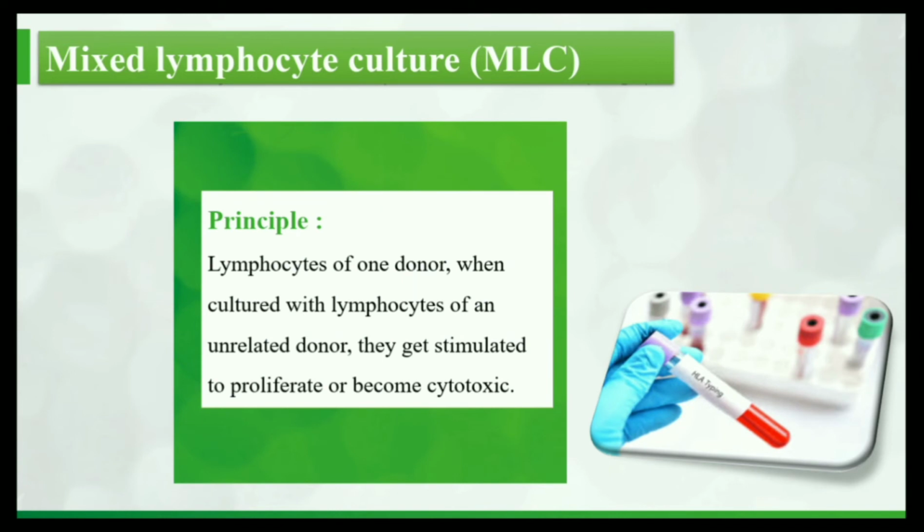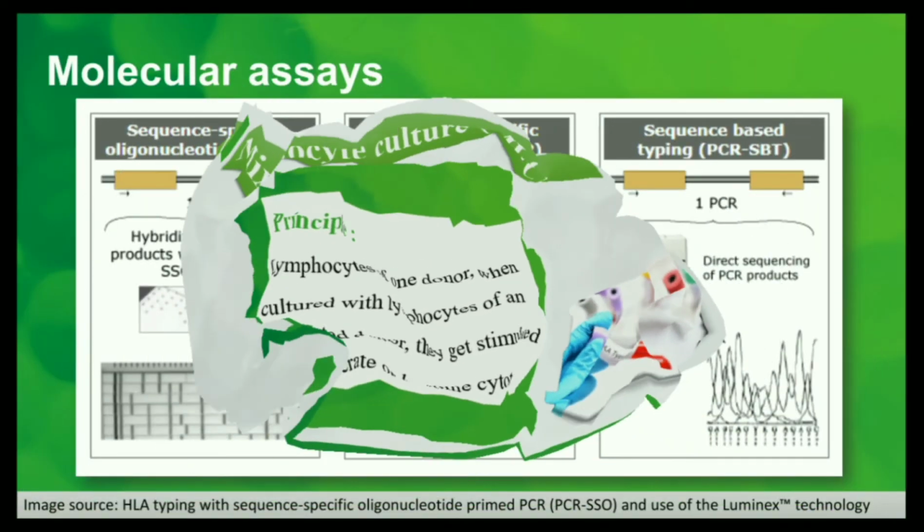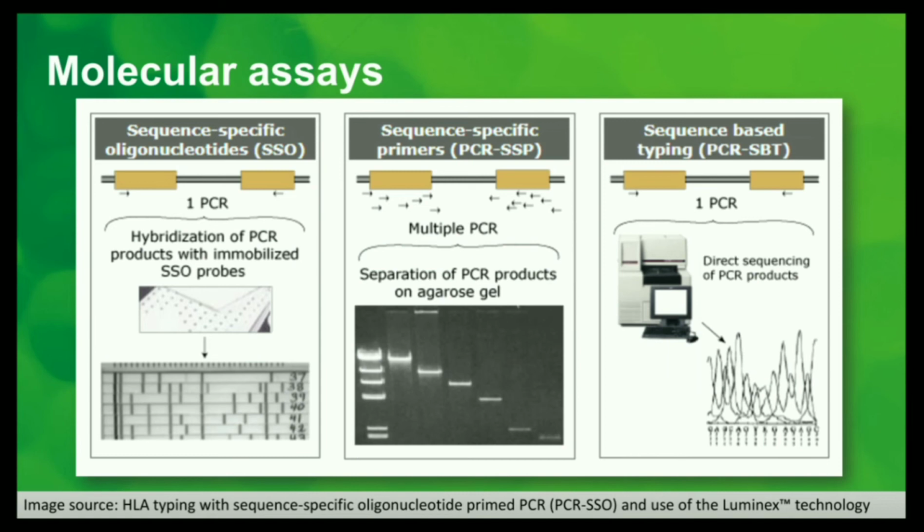The next method is cellular MLC, which is mixed lymphocyte culture. It is rarely used now and was initially used for class 2 typing. Its principle is that lymphocytes of one donor, when cultured with the lymphocytes of an unrelated donor, get stimulated to proliferate or become cytotoxic. There are many molecular assays used in HLA typing.